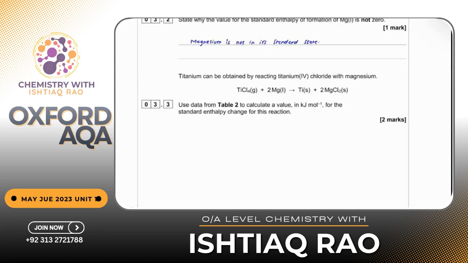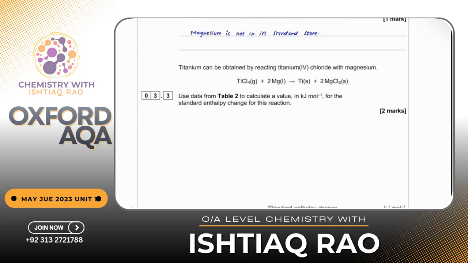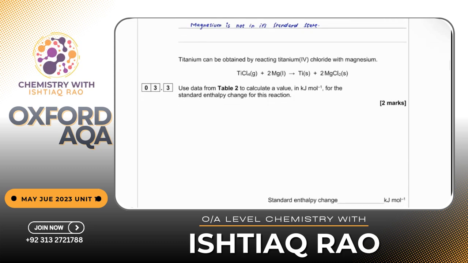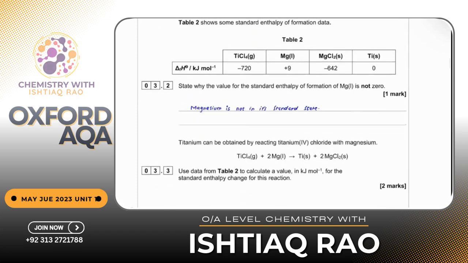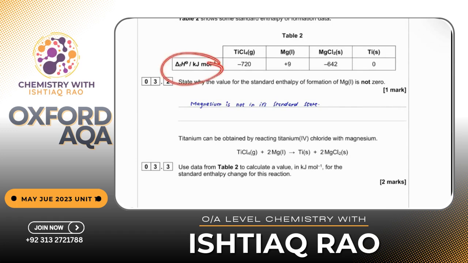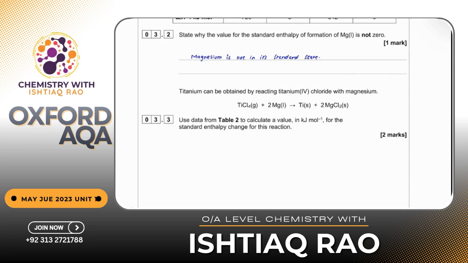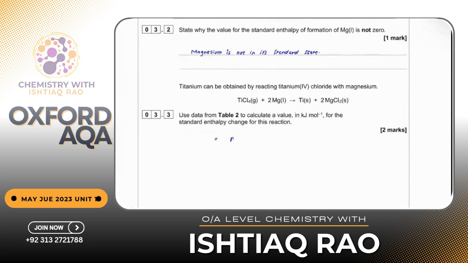Titanium can be obtained by reacting titanium 4 chloride with magnesium. Use the data from table 2 to calculate a value in kilojoules per mole for the standard enthalpy change for the reaction. So it's Hess's law basically, and the data given is formation data. If formation data is given, the formula is product minus reactant. If combustion data is given, the formula would be reactant minus product. So we have to see what type of data is given. So I'm going to apply product minus reactant.